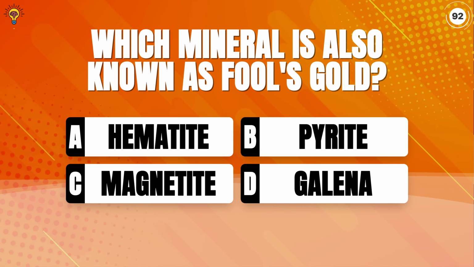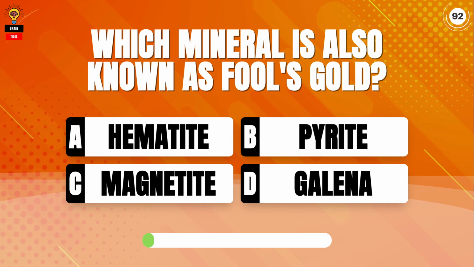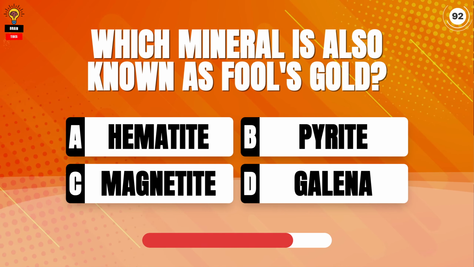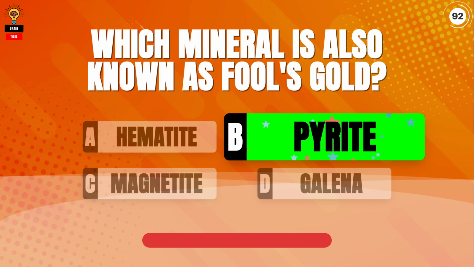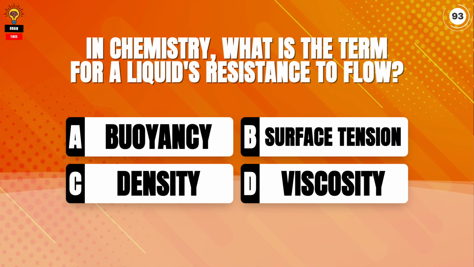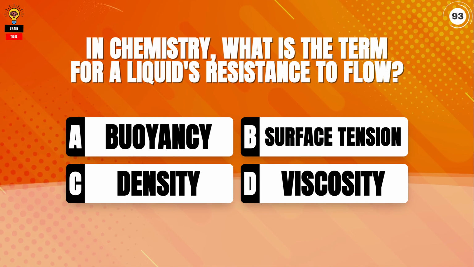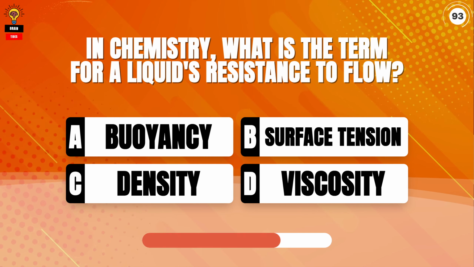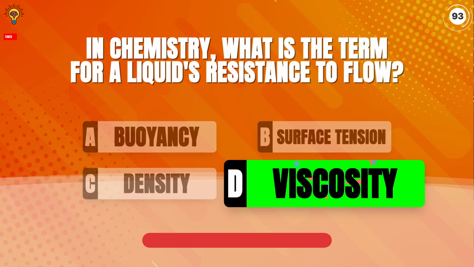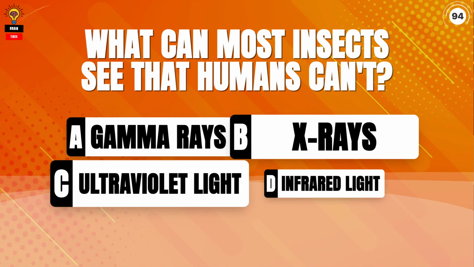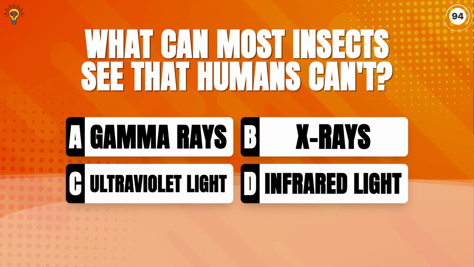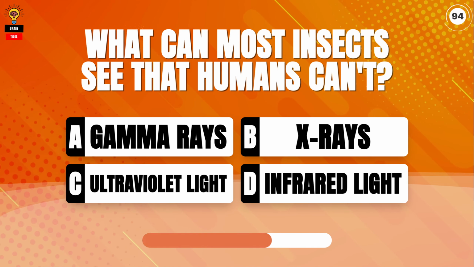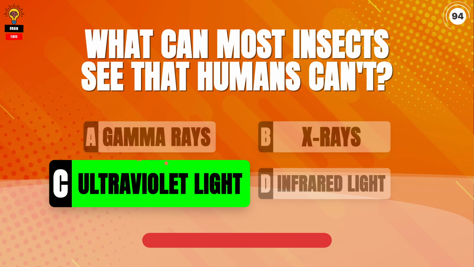Which mineral is also known as fool's gold? Pyrite. In chemistry, what is the term for a liquid's resistance to flow? Viscosity. What can most insects see that humans can't? Ultraviolet light.